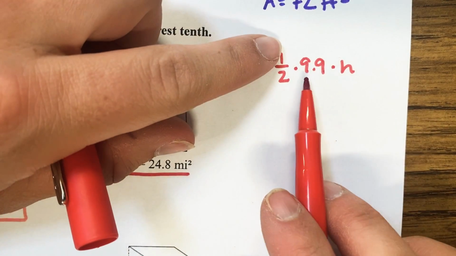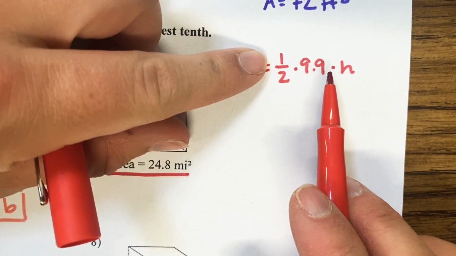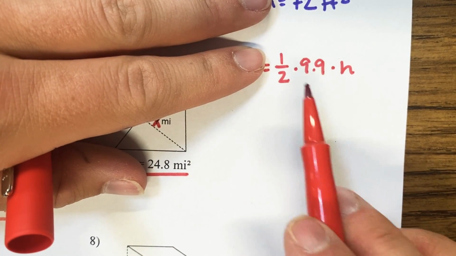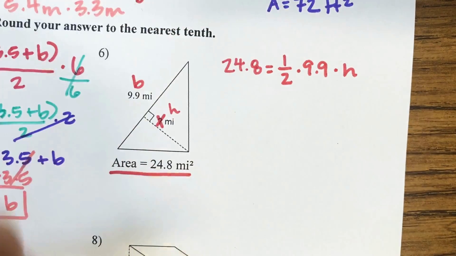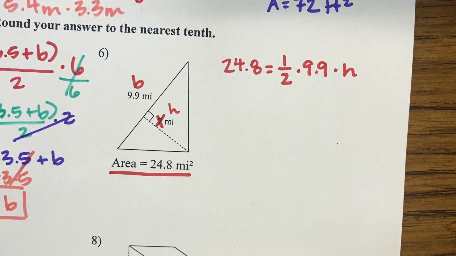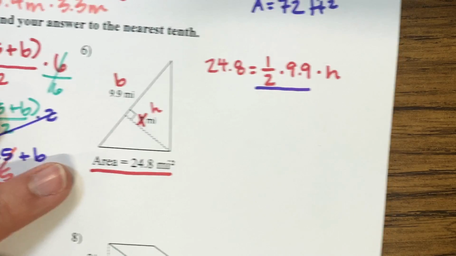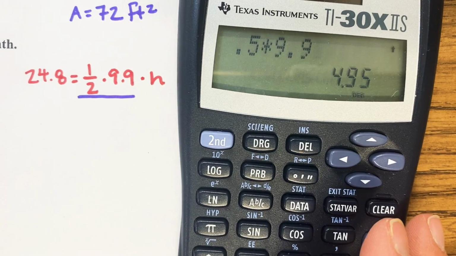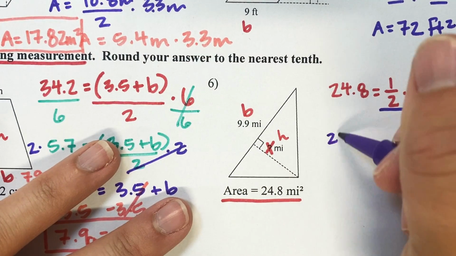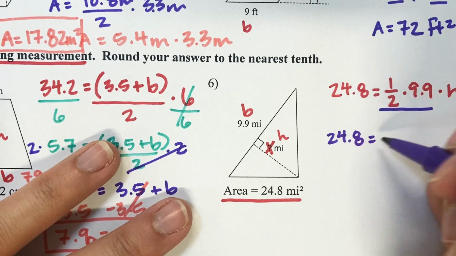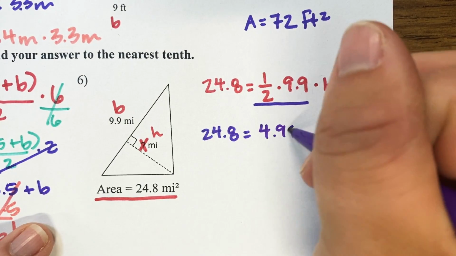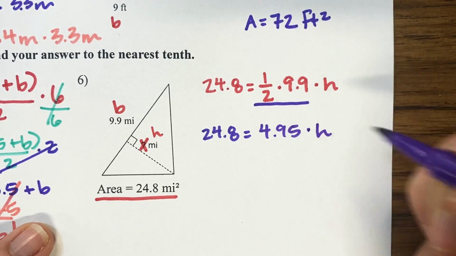Okay, so we're trying to get 9.9 and 1/2 to go away. Well, first, let's figure out what this decimal is. So I'm actually going to combine these two before I move them to the other side. So what is this guy? 1/2, 0.5 times 9.9. We get 4.95. So I haven't done anything with the other side yet. I just combined 1/2 and 9.9 and got 4.95 times h.